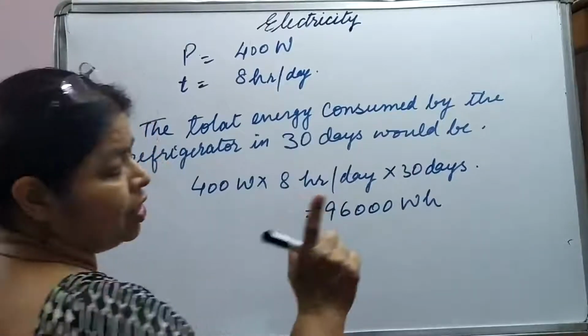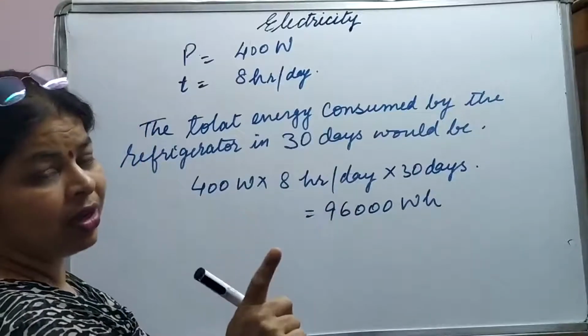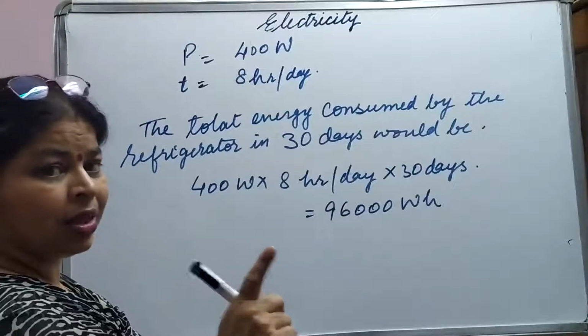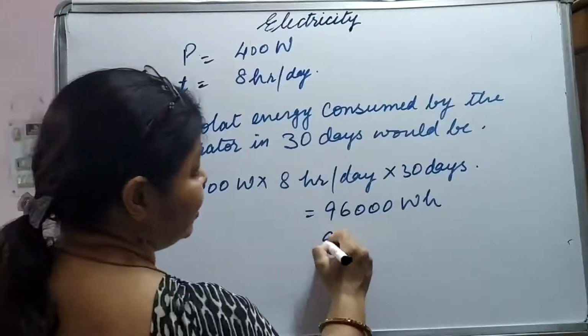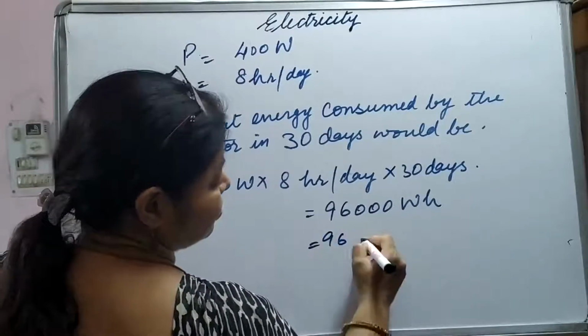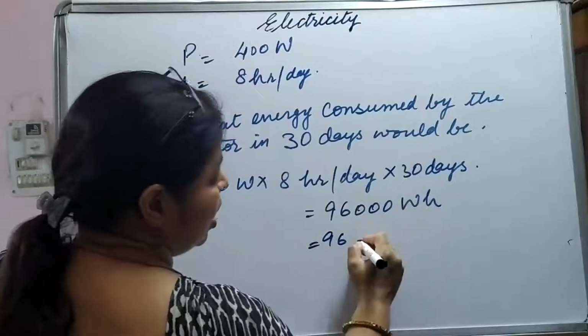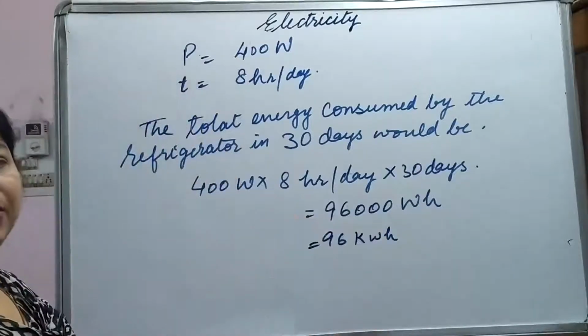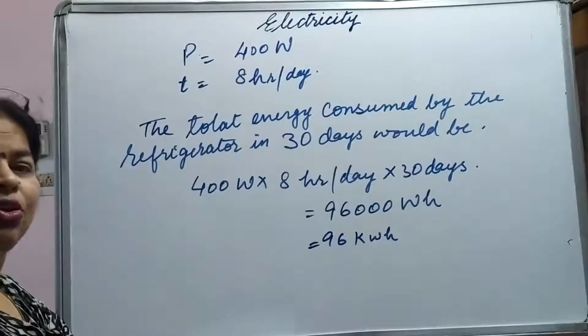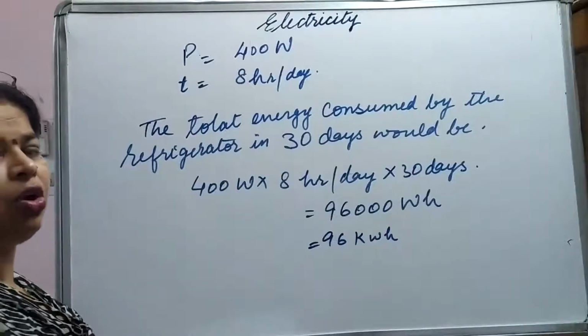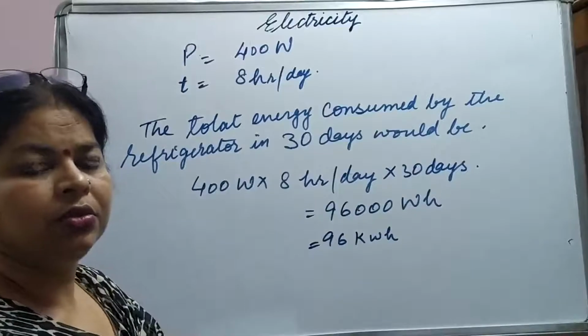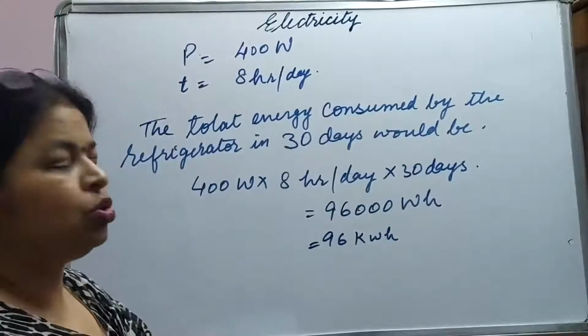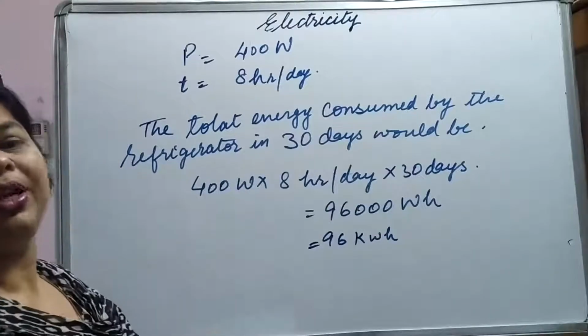So 1 kilowatt hour is equal to how many watt hours? 1000. So it becomes 96. We will divide it by 1000 and it will become kilowatt hour. Okay, it becomes 96 kilowatt hour. So what is the cost of 1 unit? It is 3 rupees. So for 96, how many it will be?